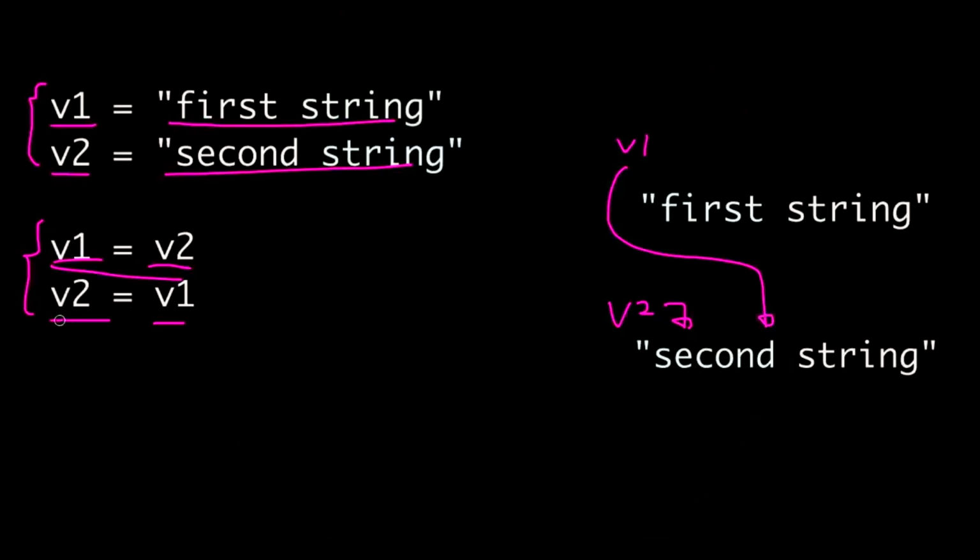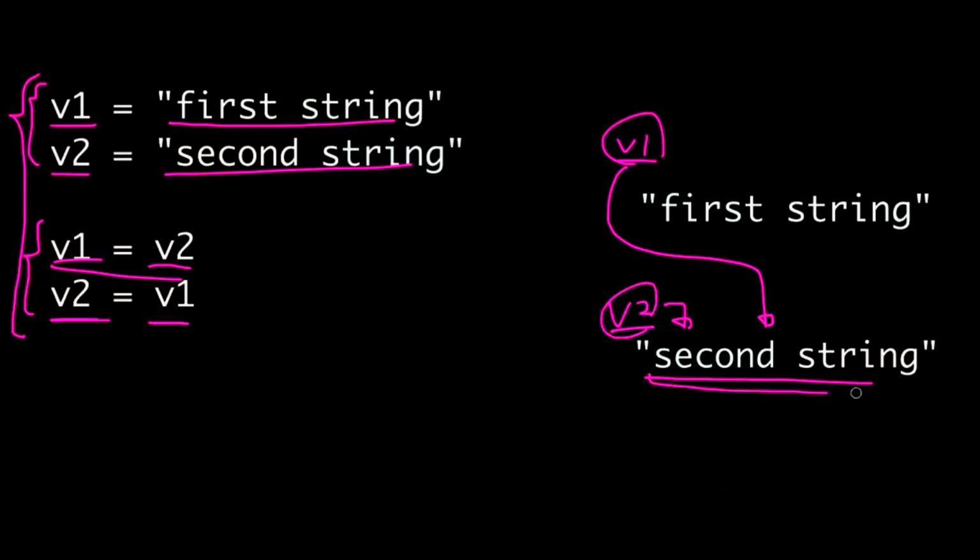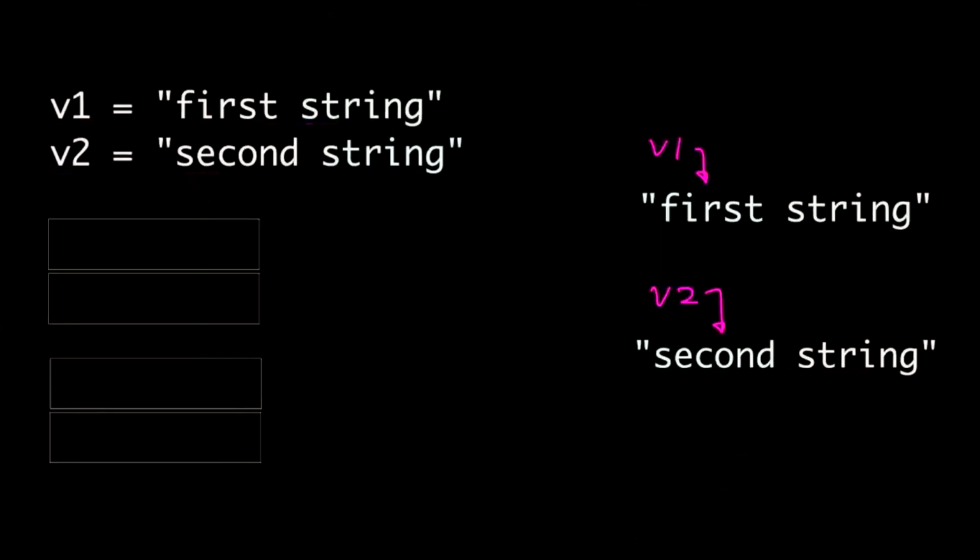And then when we write v2 equals v1, v2 will now refer to what v1 refers to now, which is second string. So at the end of these lines of code, we'll have v1 and v2 both referring to second string, which is not what we want. Let's now see what a good solution might look like. I'm going to give you a few different options here.